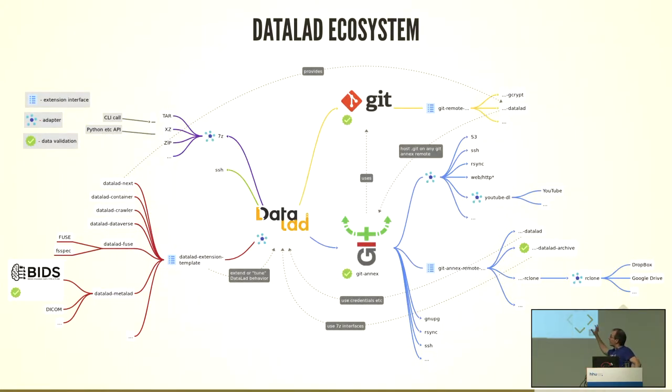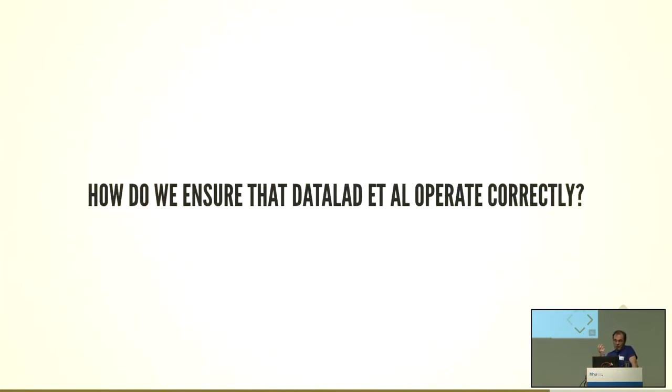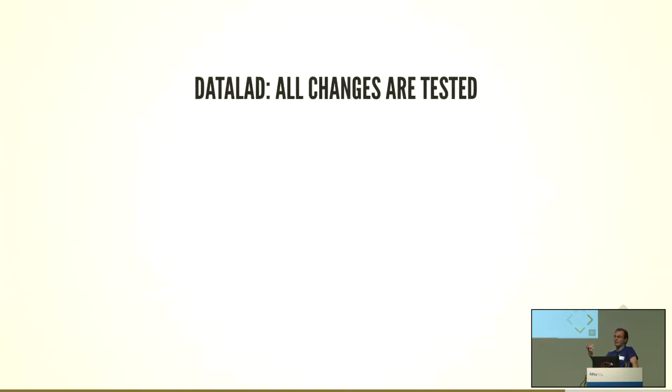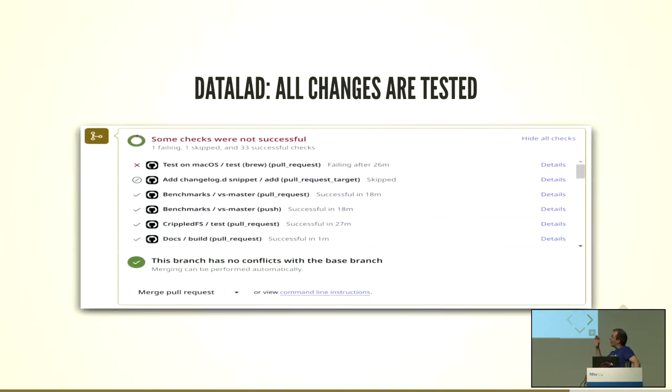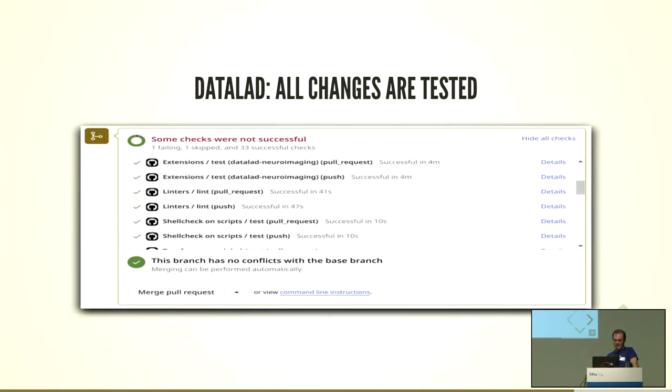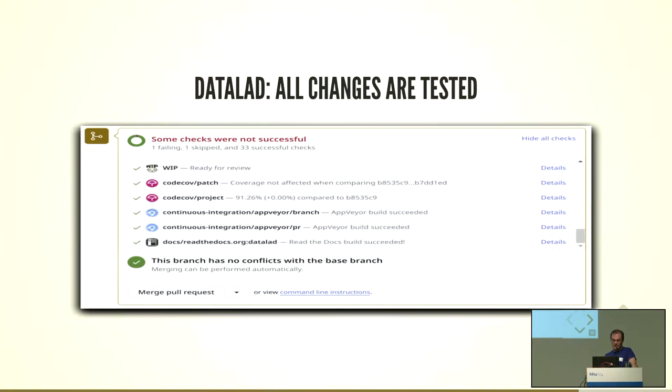And there is an entire ecosystem, right? Dependencies between all those components. And how do we make sure that it works correctly, because you don't use a tool which doesn't give you the ability to verify that it works nicely. So we run a lot of CI. There is a lot of unit testing, integration testing. We test against extensions. We do shell checking, code spelling.